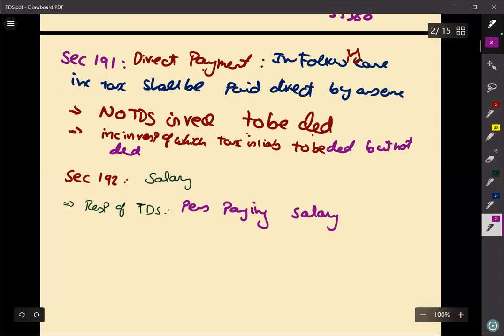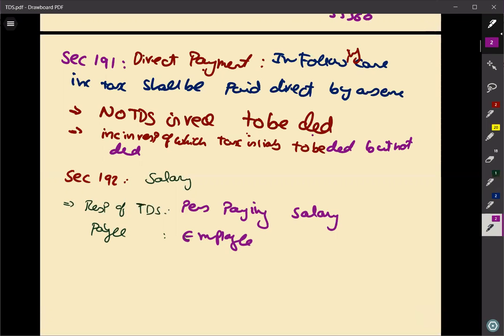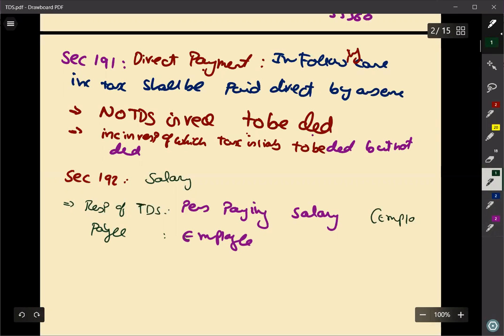Now, who is the payee? Payee means the recipient. The recipient is nothing but the employee, who is receiving the salary. And who is the payer? The payer is nothing but the employer. Employer is the payer, employee is the receiver.